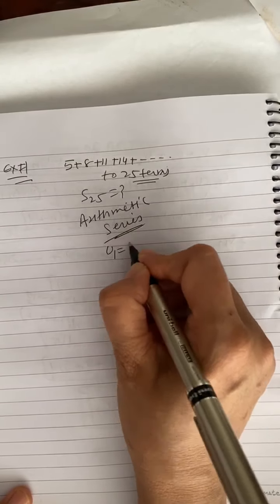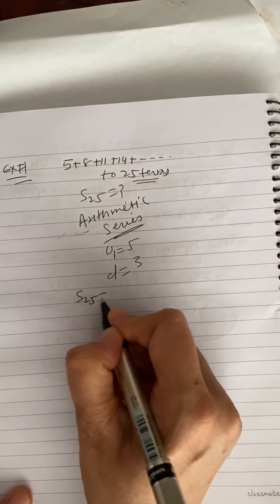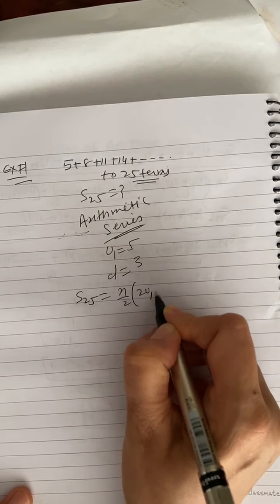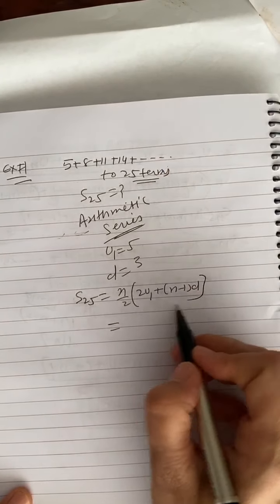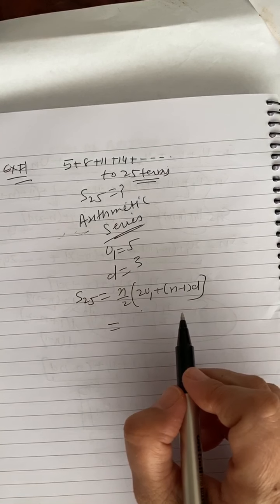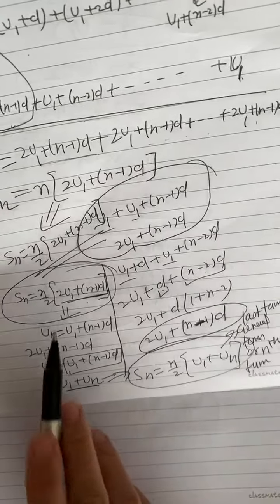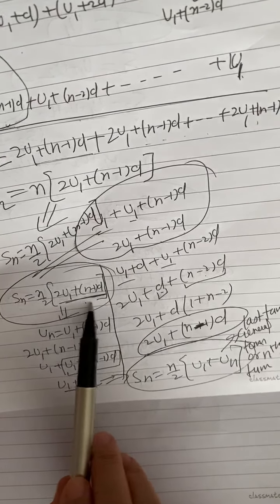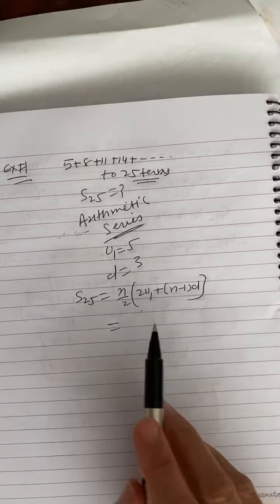So u1 is 5 and d: 8 minus 5 is 3, 11 minus 8 is 3, 14 minus 11 is 3. So d is 3. And then for S25, I'm going to use 2u1 plus n minus 1 into d. If you remember, there were two formulas here: one is 2u1 plus n minus 1 into d, and the other one is n over 2 times u1 plus un. So we are going to use this one.